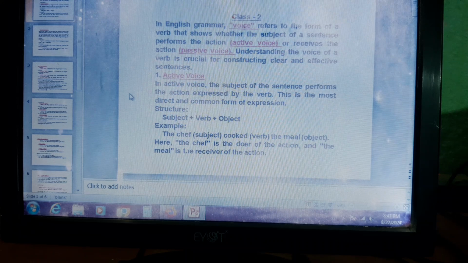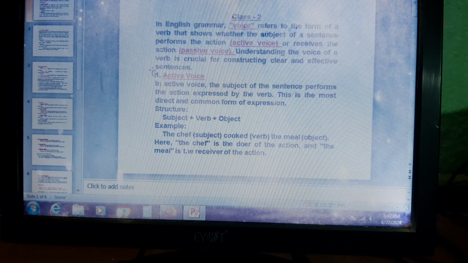Today I am taking the class of voice change in English grammar. You are requested to listen to the class lectures. Now today I am discussing class 2 in English grammar.